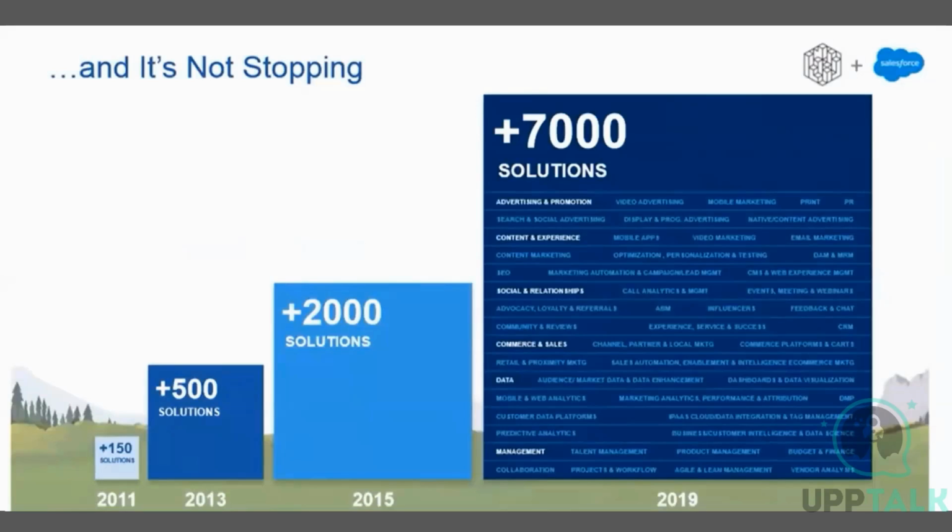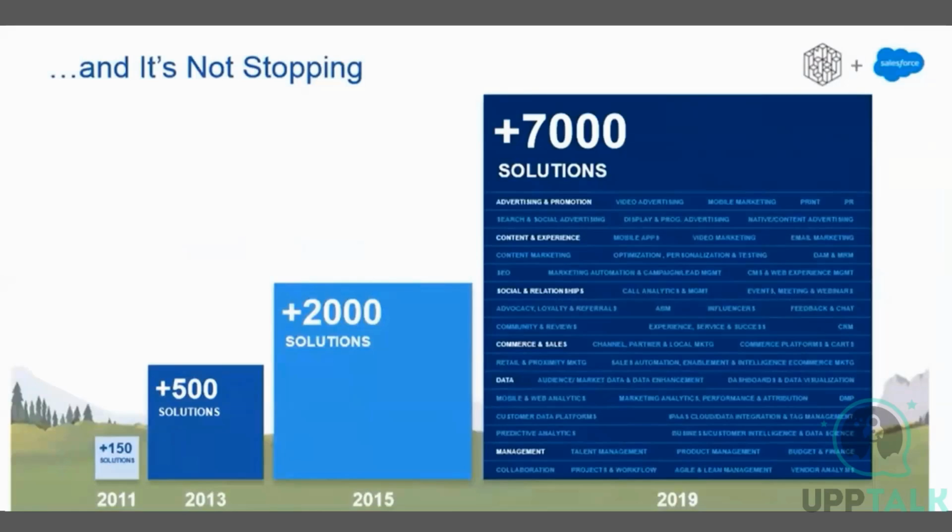So this is a slide which talks of the amount of solutions that have come in since. This is a slide from 2019. I'm sure 100 more have come in, or thousands have come in these 3 years.